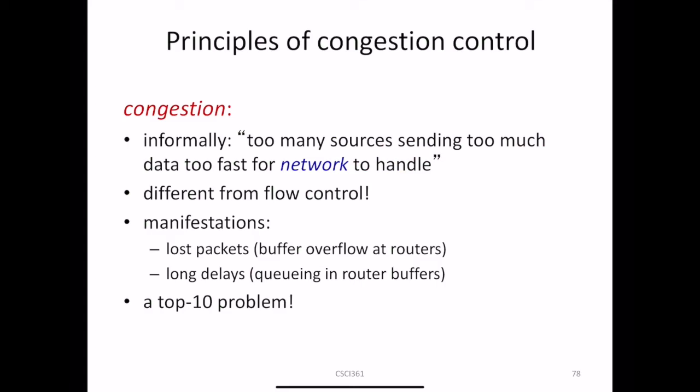The reason that can cause congestion is that too many devices are sending too much data and also sending too fast. Therefore, the network can hardly handle this much data transfer, which is different from flow control. As we already mentioned, flow control happens on the end devices. However, congestion happens on the router, which belongs to the network core part.